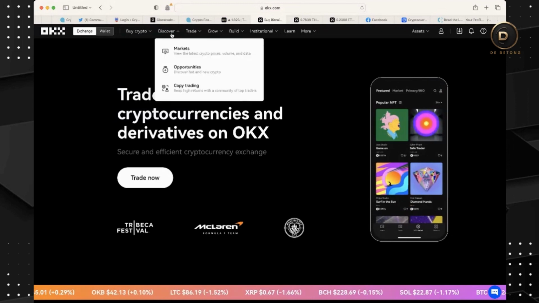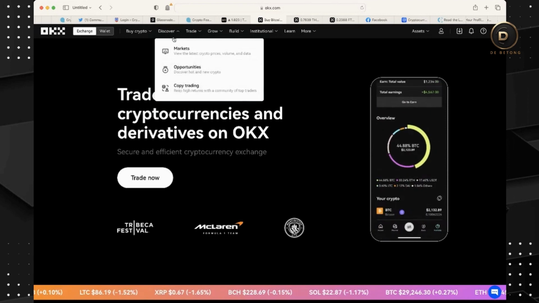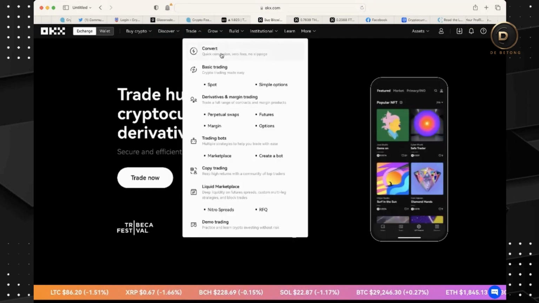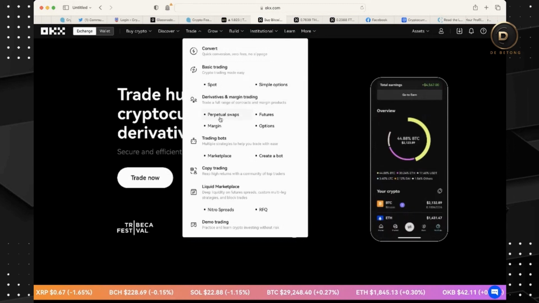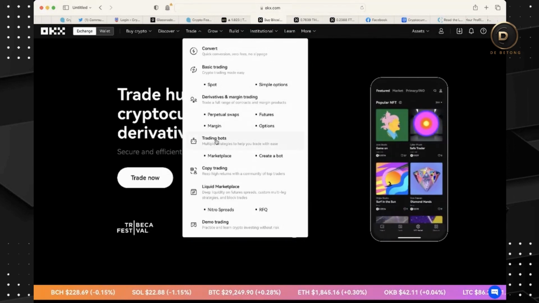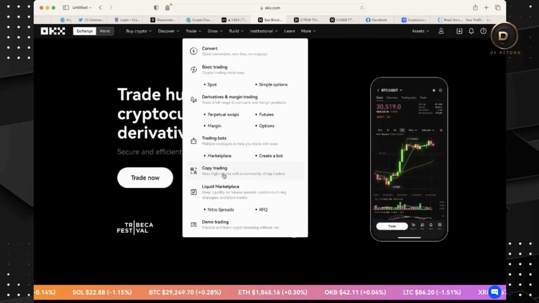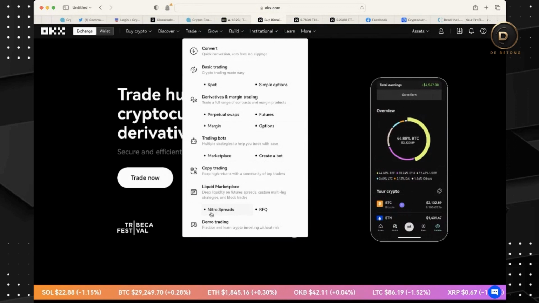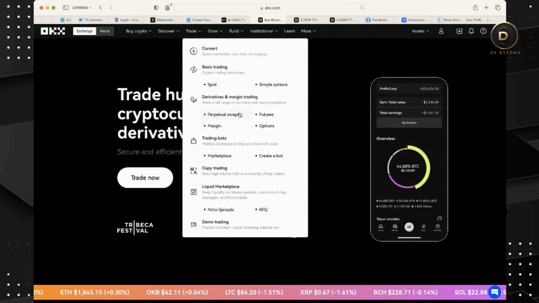Then you go to the next menu, you see discover, you have markets, you have opportunities, you have crypto trading. And the next menu is trade, you have convert, you have basic trading, you have spot, you have simple options, you have derivative and margin trading, you have perpetual swap, you have futures, you have margin, you have options, you have trading bot, you have marketplace, you have crypto bot, you have copy trading, liquidity marketplace, neutral spread. All these are different products that OKX offers to the customers.